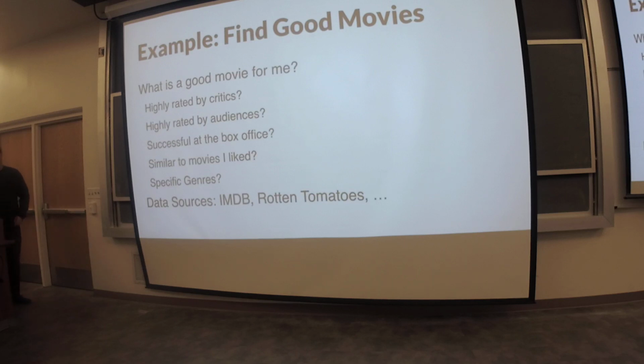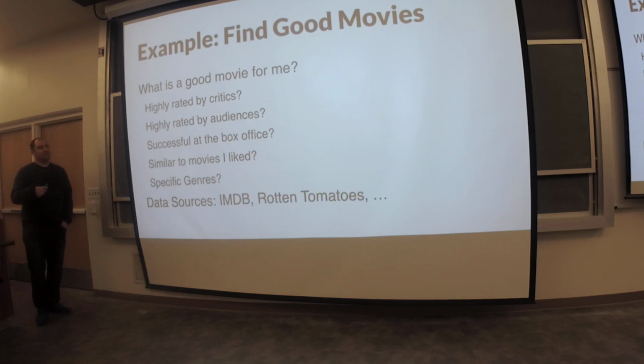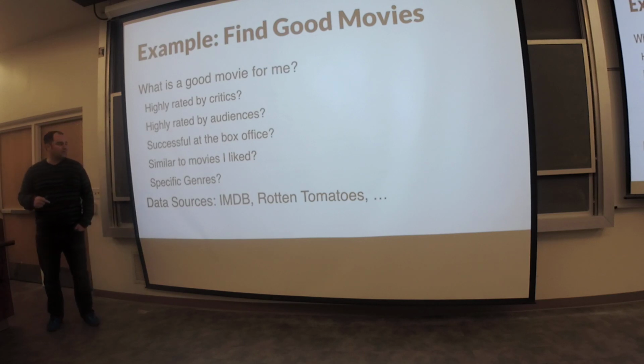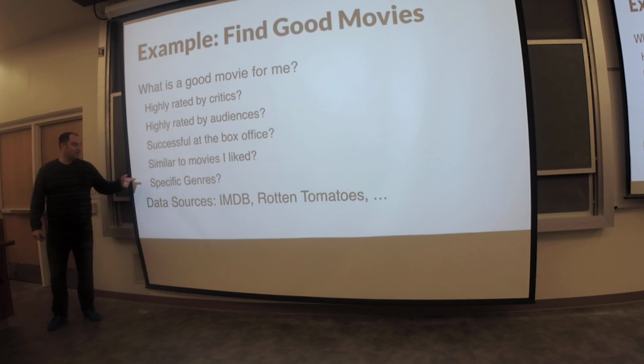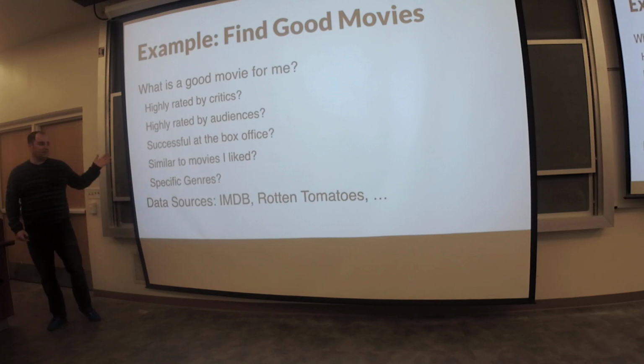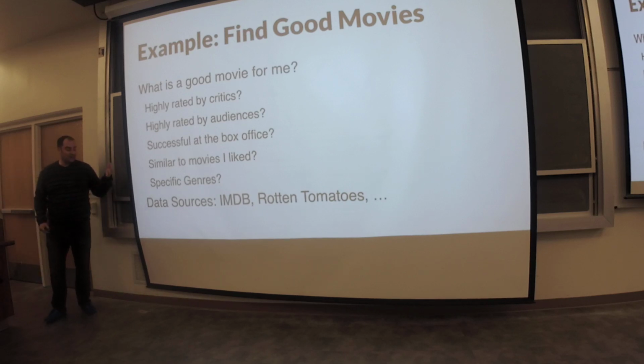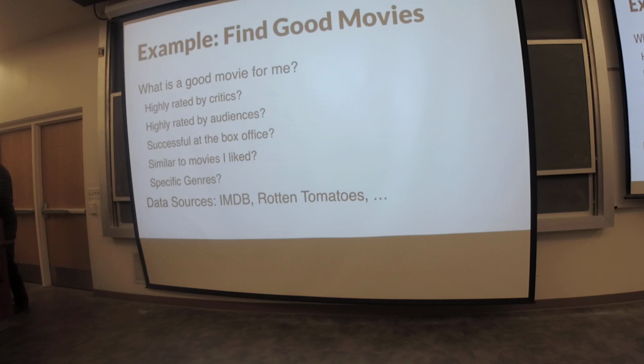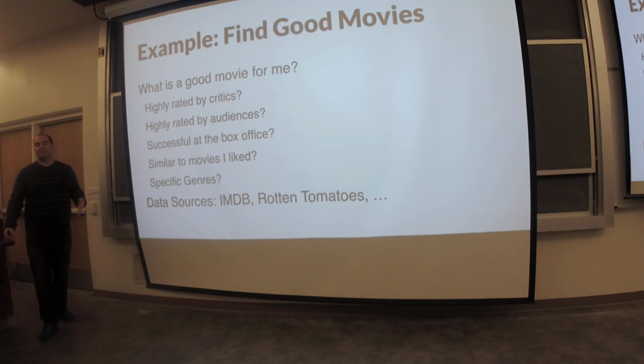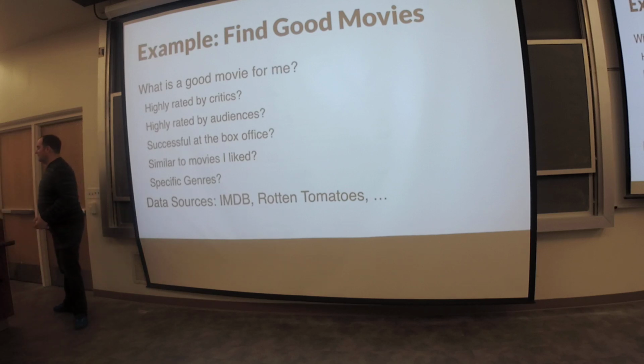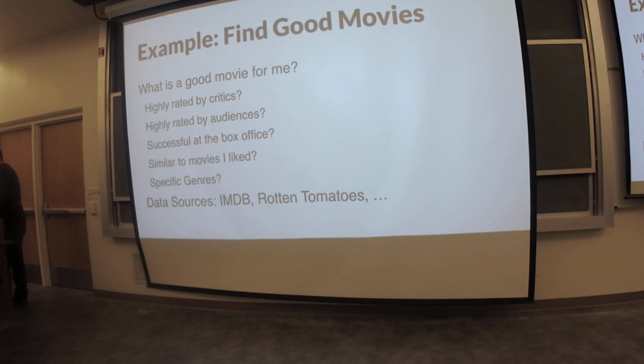So in the good movie example, what is a good movie for me? Is it highly rated by critics? Is it highly rated by audiences? Is it successful at the box office? Is it similar to movies I liked? Is it specific genres, right? Do I despise horror movies? Then I should factor that in. And so what would be data sources? I could try to get data from IMDb or from Rotten Tomatoes or from other critic aggregators out there, or even directly from news sources like that. Or I could use my own history of viewing movies to feed into the similar-to-movies-I-like question.